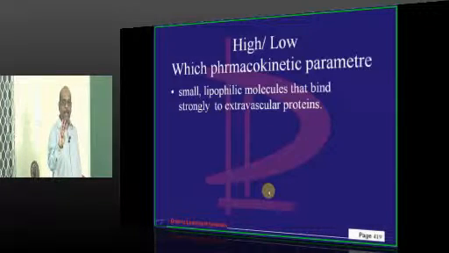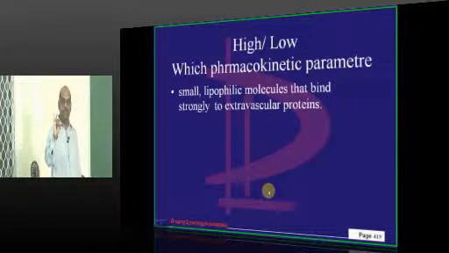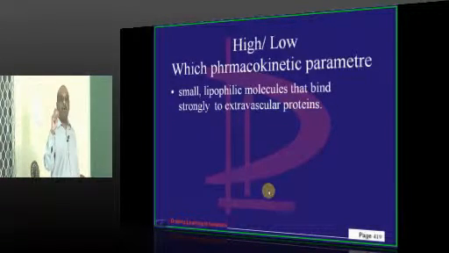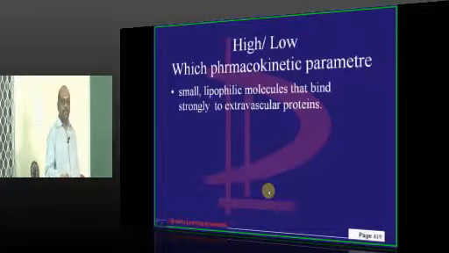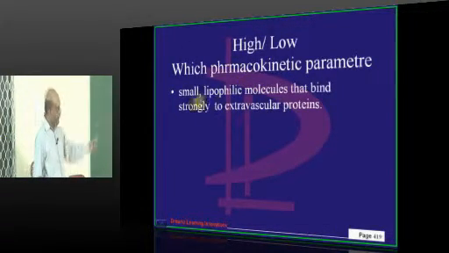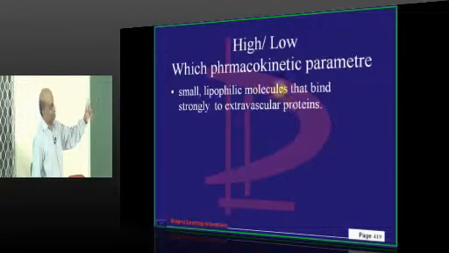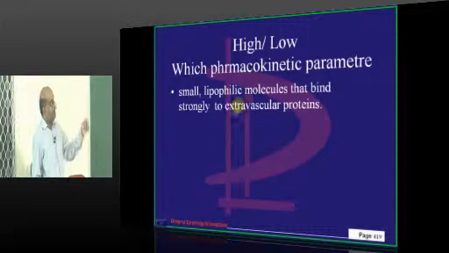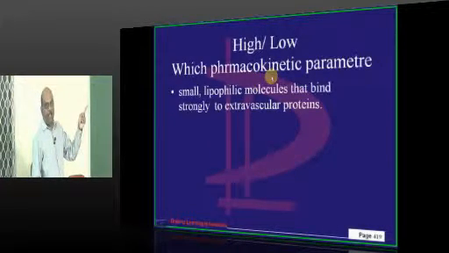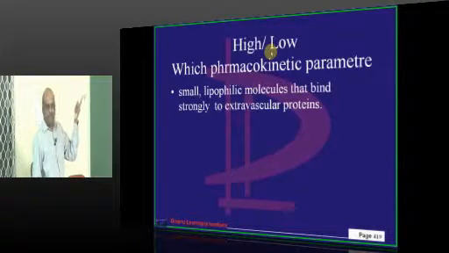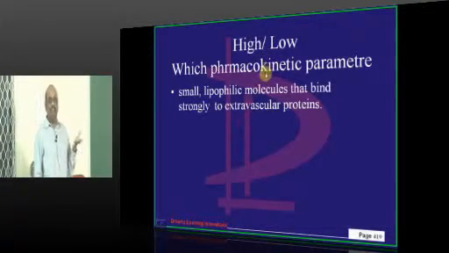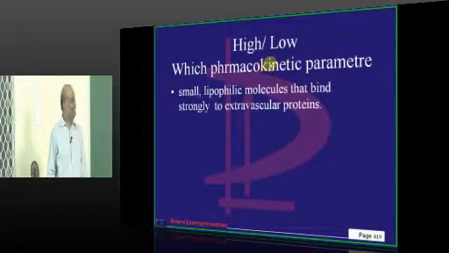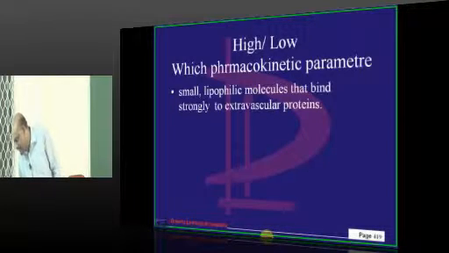You know some pharmacokinetic parameters, no? Half-life, volume of distribution, bioavailability. Which pharmacokinetic parameter? Will it be high or low? If the molecule is small, lipophilic, that binds strongly to the extravascular proteins, such a drug if you give, which probably I should tell at least some pharmacokinetic parameter and ask you will it be high or low. But you are all exam going. If you show half question, you can imagine what is the remaining half. Yes. High what?